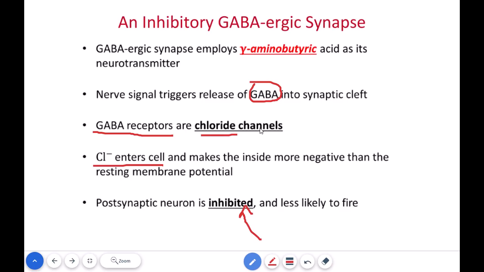So when GABA binds, it opens up chloride ion channels. When we look at our concentration gradient, there's a higher concentration of chloride outside of the cell. So by opening up those channels, chloride ions will enter the cell and make the inside more negative. When the inside becomes more negative, its voltage moves farther away from threshold, inhibiting the generation of an action potential.